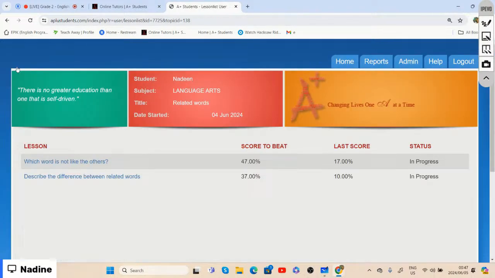All right, so this is the end of our lesson, grade two, on related words. We said related words are words that are alike, but they have slight differences, right? They are words that maybe belong to the same specific group, but the meanings of those words are slightly different. We call those related words, or shades of meaning, right?